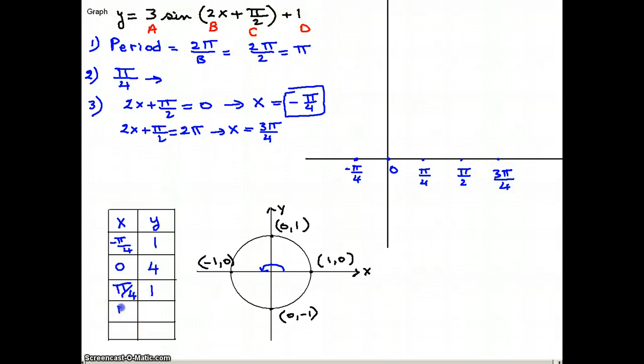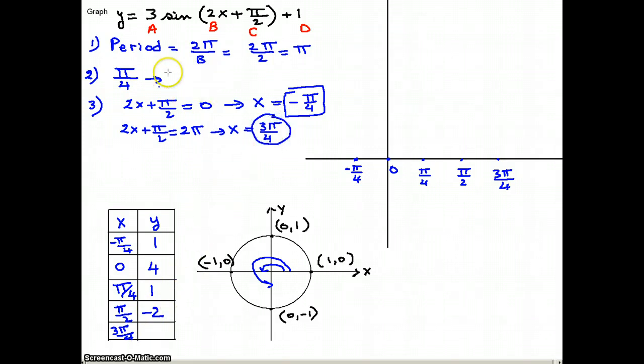Add pi over 4. This would be pi over 2. 2 times pi over 2 is pi. Pi plus pi over 2 is 3 pi over 2. So we are here. This is 3 pi over 2, and y equals negative 1. So sine 3 pi over 2 equals negative 1, times 3 is negative 3, plus 1, negative 2. Add pi over 4, it would be 3 pi over 4. And this would be the last point on my period.